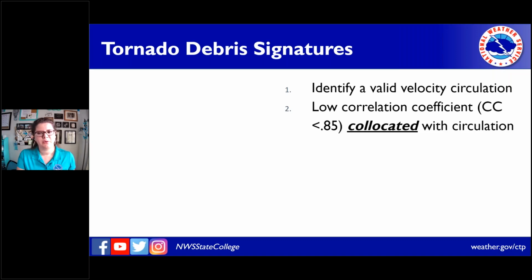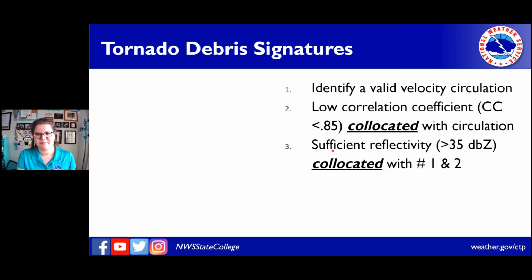So remember, we get lower correlation coefficient with diversity of shapes, diversity of particles. So tornadic debris obviously is going to be lots of diverse things. Could be trees, could be trees with damage from infrastructure. It's going to be a lot of different things. So we want to have our low CC co-located with the velocity.